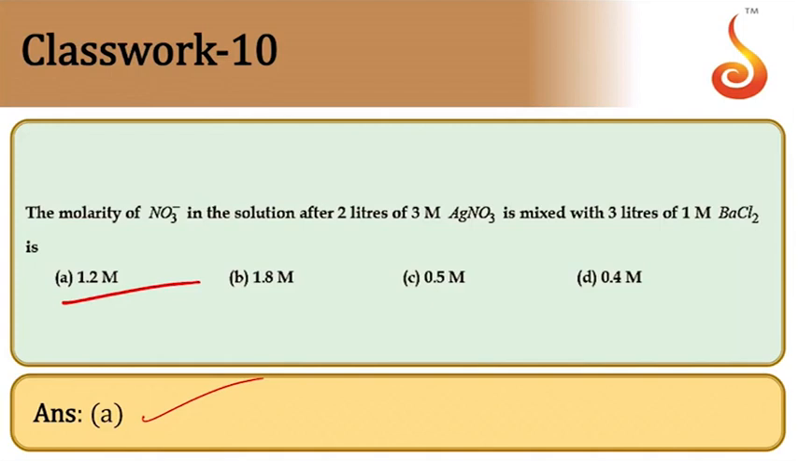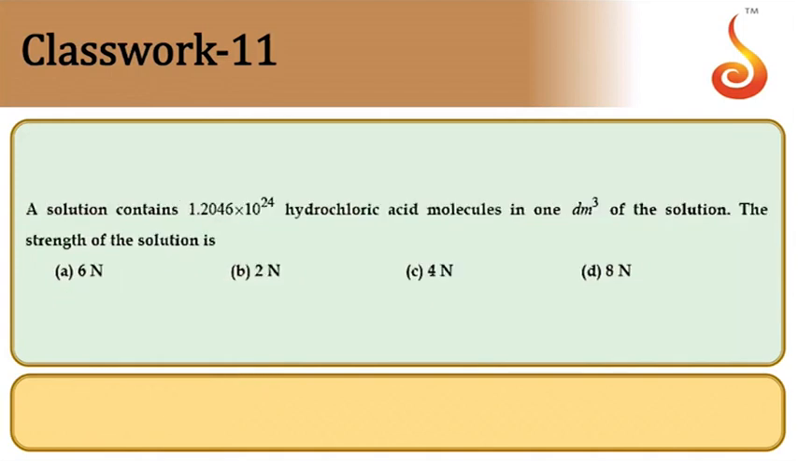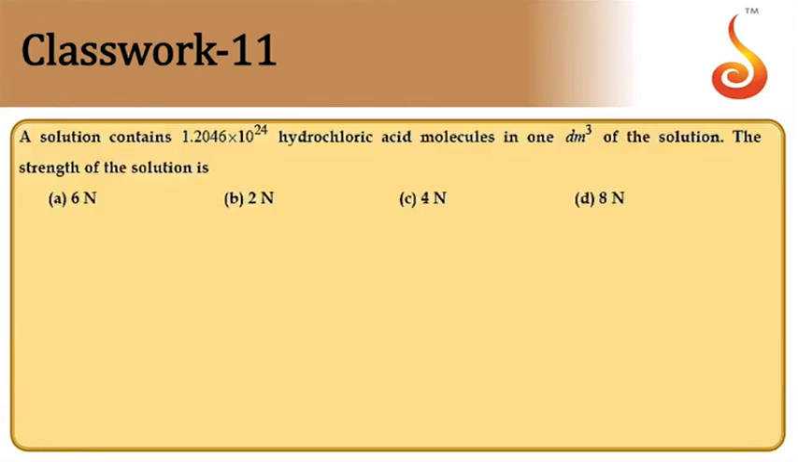Then the 11th one. A solution contains 1.2 × 10 power 24 HCl molecules in 1 liter solution. What is the strength? So normalities are given as answers here. But for HCl, molarity and normality are the same because replaceability is only 1. The given number of molecules of HCl, let us find the number of moles of HCl present. So 1.2 × 10 to the power of 24 molecules are there, divided by Avogadro's number 6.0 × 10 to the power of 23, we get the number of moles. This will be 2 moles.